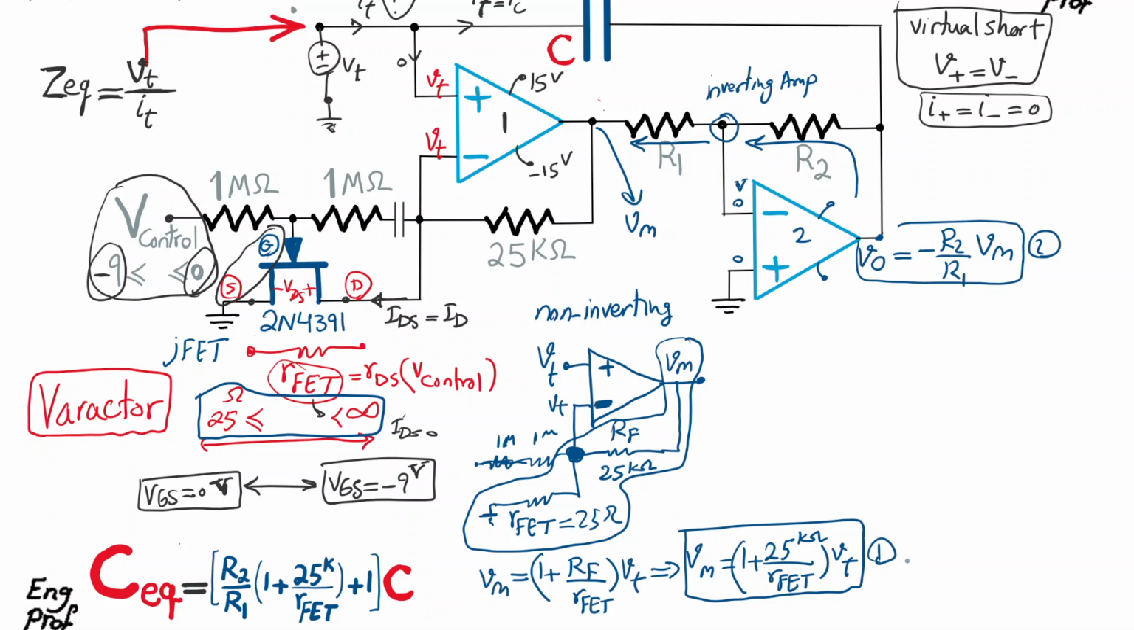Great. So if I combine 1 and 2, I get the outcome that, using equation 2 and applying it to 1, Vout is equal to negative R2 over R1 times 1 plus 25K divided by RFET, times VT. So that is Vout over VT. That is combined equation 1 and 2. You can refer to this as equation 3 so that I can use it later.